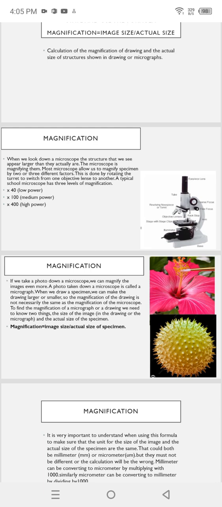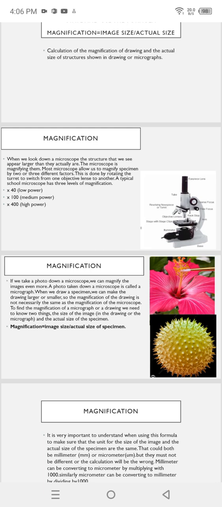A typical school microscope has 3 levels of magnification: x40 low power, x100 medium power, and x400 high power. If we take a photo down a microscope, we can magnify the images even more clearly. A photo taken down a microscope is called a micrograph. For taking a photo from the microscope, we can use an electron microscope or a compound microscope.